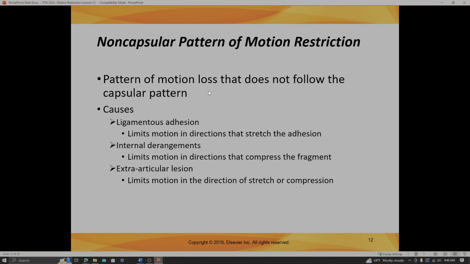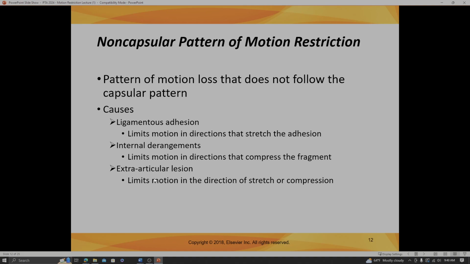All right. Obviously, not everything is capsular, right? So you have patterns of motion that don't follow a capsular pattern. Please just understand that you could have capsular components, which would be a capsular pattern, or there's ligamentous adhesion, right? Ligaments add stability to the joints, but if they stick or they become too rigid, they can limit range of motion in directions that stretch the adhesion. Internal derangement would be things like menisci or things inside the joint that are deranged or to some degree have been impacted negatively, and they're limiting range of motion.